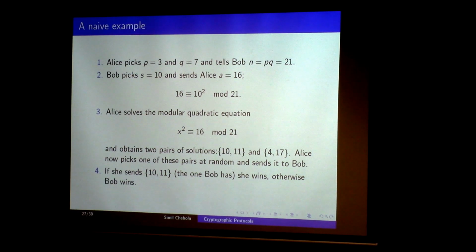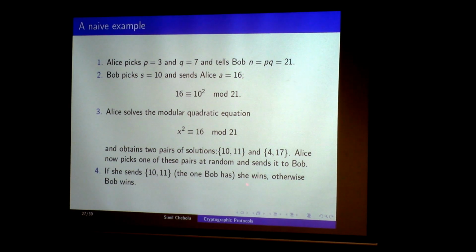So let's take the primes 3 and 7 and multiply them, get 21, and then Alice sends 21 over. Of course, this is a very naive example. In practice, you'll be working with primes which are 100 digits long, but just to illustrate the idea. So you get 21. Bob picks a number less than 21 which is co-prime, let's say he picks 10. He squares it, gets 100, and divides by 21. 21 goes 4 times. That gives you 84, and the residue is 16. Right? He sends 16 to Alice.